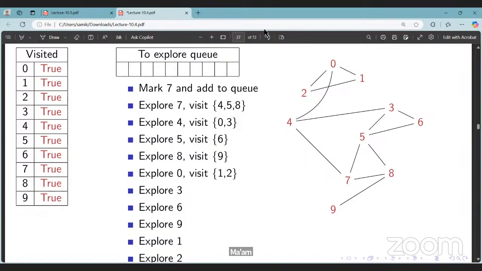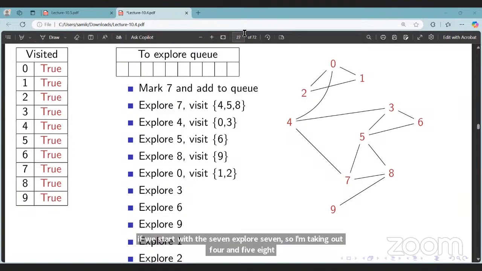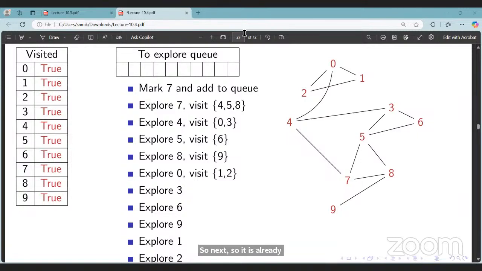Ma'am, can we draw the starting equivalent one by one? Yes, go ahead. If we start with 7, explore 7, I'm taking out 4, 5 and 8. Next, I have to check with 4 first because it is at the front. Then 3 and 0. Next, I am supposed to choose 5. Why not 3?